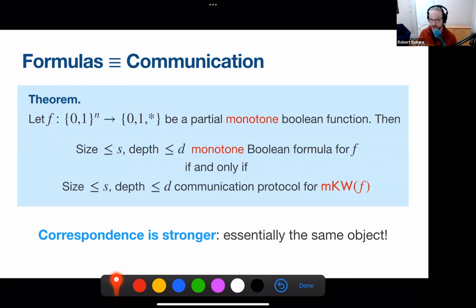And they also showed a stronger statement for monotone Boolean functions. So if I start with a monotone function, then I get a monotone Boolean formula, so that's something without NOT gates, if and only if I have a protocol for the monotone Karchmer-Wigderson game. Okay. And in fact, we just saw that on the previous slide because the game terminated at a leaf where Alice was guaranteed to have a 1 and Bob was guaranteed to have a 0.